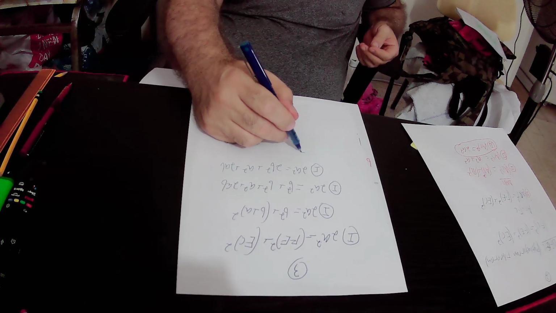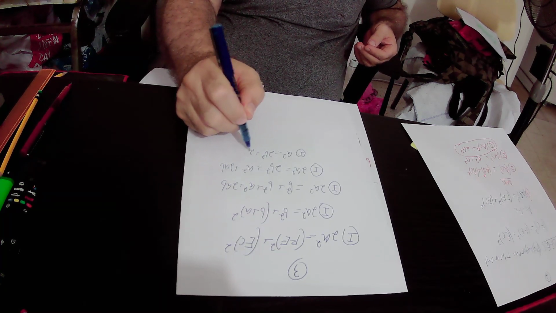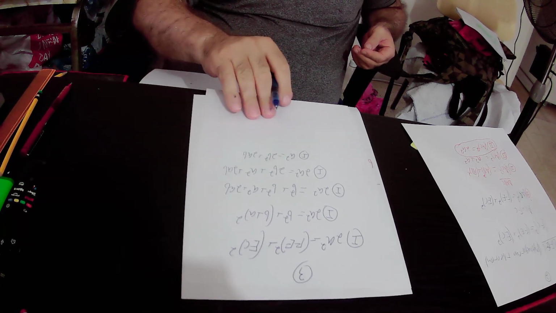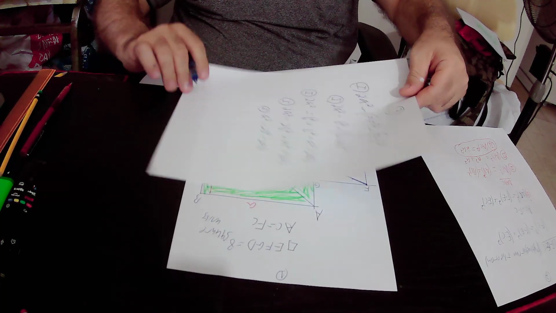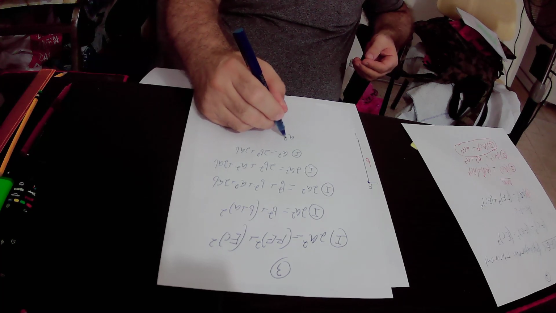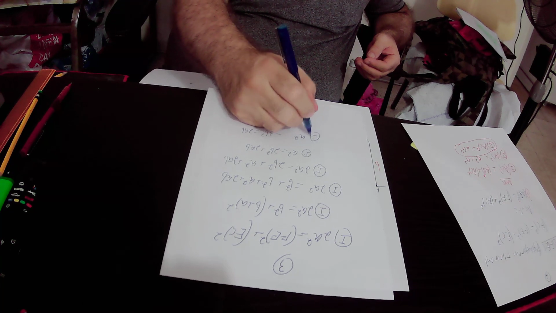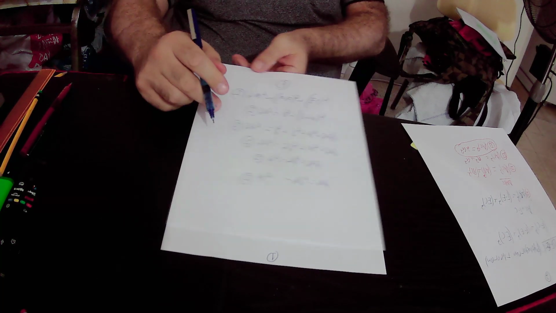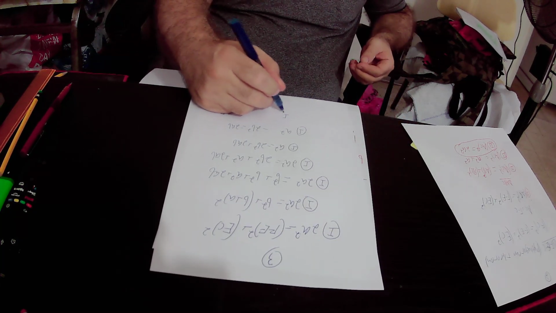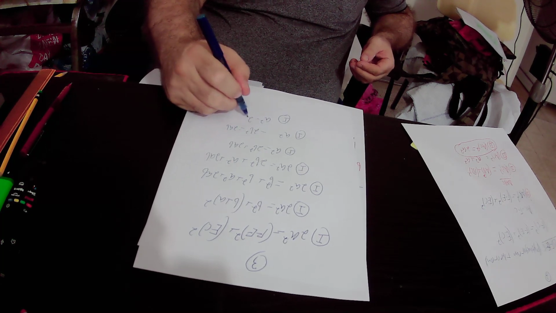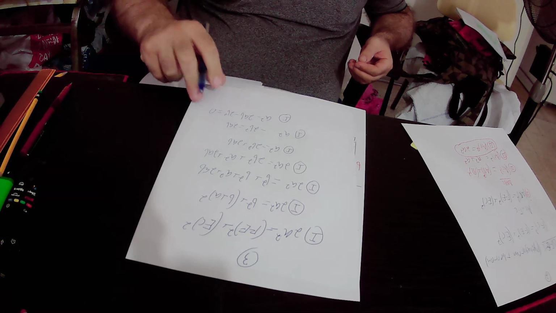We'll get that A squared equals 2B squared plus 2 times AB. Okay, here we will subtract 2B squared from this equality, and we will get that A squared minus 2 times B squared equals 2 times AB. So here we will subtract 2 times AB from the equation number 1, and we will get that A squared minus 2 times AB minus 2 times B squared equals 0. Okay.